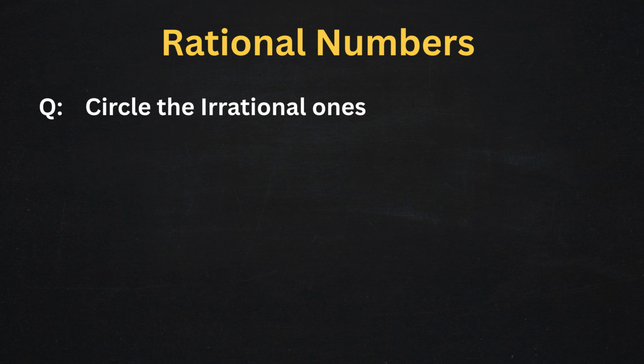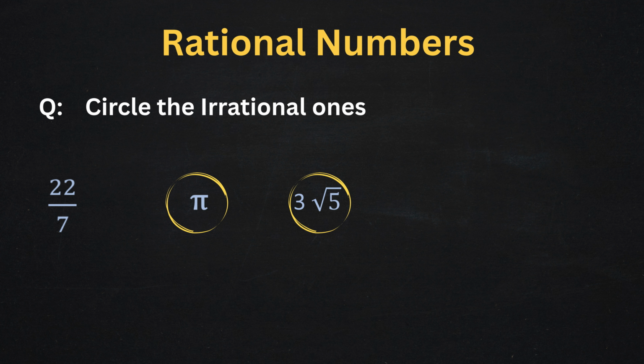In the first type of question, you will be asked to identify the type of number as rational or irrational, or at times you will be asked to circle the irrational number. In the first question, we have 22 by 7. By definition, 22 by 7 is a pure fraction of two integers. Therefore, it is a rational number. Next, we have the pi symbol. Pretty clear, it is an irrational number because the numbers in the decimal portion are infinite and non-repetitive in nature. 3 under root 5 is irrational as it cannot be simplified into a pure fraction.